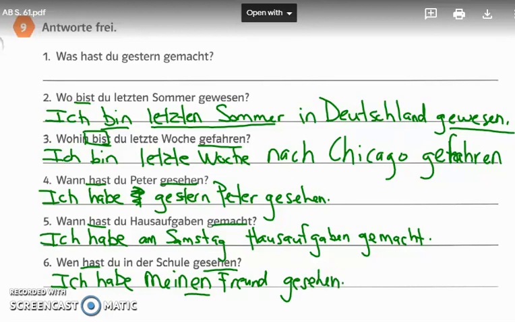I am the subject who saw him. He is masculine, a der word, and in the accusative, der changes to den and the rest stay the same.